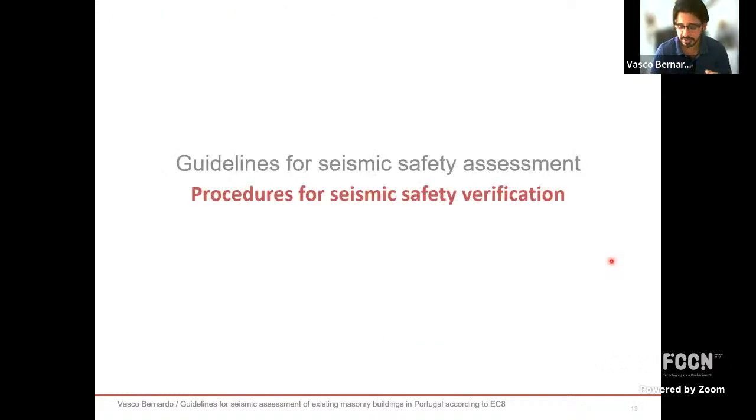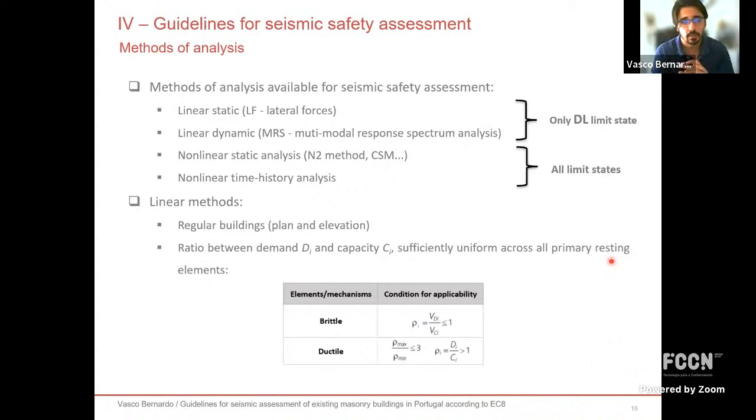Concerning the procedure for seismic safety verification, we can use four methods to evaluate the seismic safety of a given building. The first ones are the linear methods, the static and the dynamic, and they can only be applied for the damage limitation limit state. The nonlinear methods can also be used, the static and the dynamic, and in this case, the seismic verification can be performed for all the limit states.